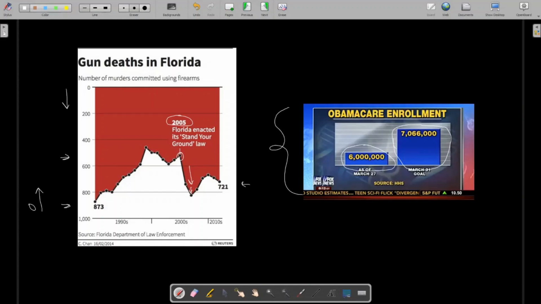But in reality, there hasn't been that much of a difference. The reason it looks so amplified is because this scale must be starting at something like 5 million. Or maybe even something bigger, probably about 5.5 million. It makes this 6 million look much smaller than it actually is. And you just want to be on the lookout for that.